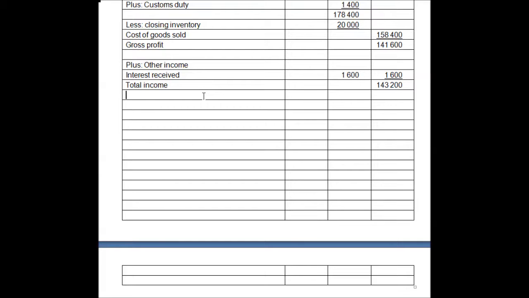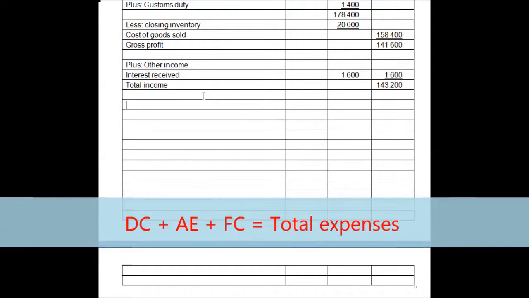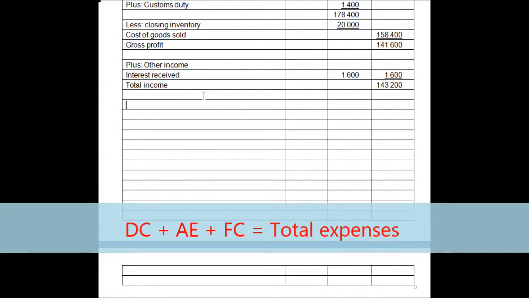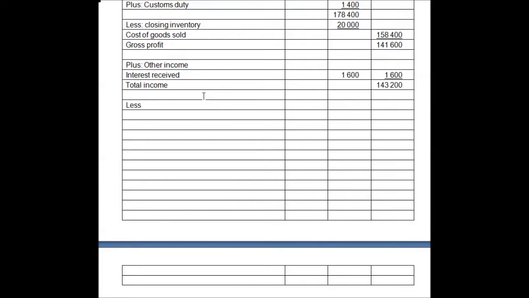The next section, we want to calculate our total expenses. And we're going to do that by going distribution costs plus administration expenses plus finance costs equals total expenses. So let's start with here by going less expenses. And the first category we have is distribution expenses.